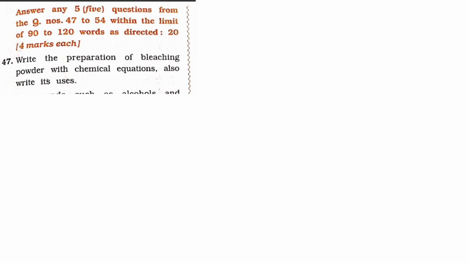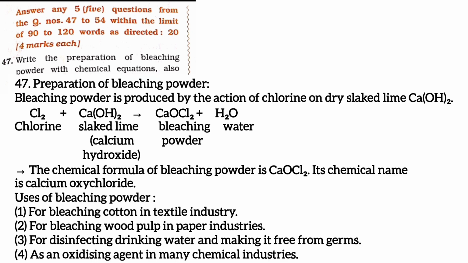Question number 47. Write the preparation of bleaching powder with chemical equations. Also write its uses. Answer. First of all, preparation of bleaching powder. Bleaching powder is produced by the action of chlorine on dry slaked lime, that is Ca(OH)2. The equation is Cl2 plus Ca(OH)2 gives CaOCl2 plus H2O, that is chlorine plus slaked lime, that is calcium hydroxide, gives bleaching powder plus water.